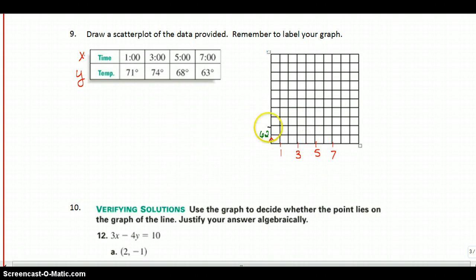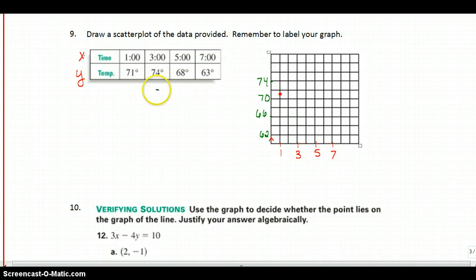So I've got 62, 64. I'm not going to write it just so my graph won't be too crowded. And then 66, 68, 70, 72, and then right here 74. Now I'm going to plot my points. 1 and 71. See, there's 70. 71 should be about right there.